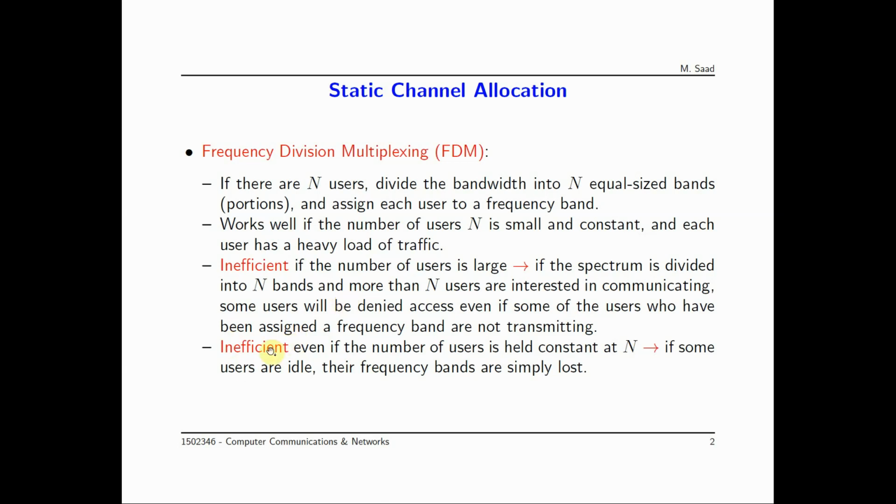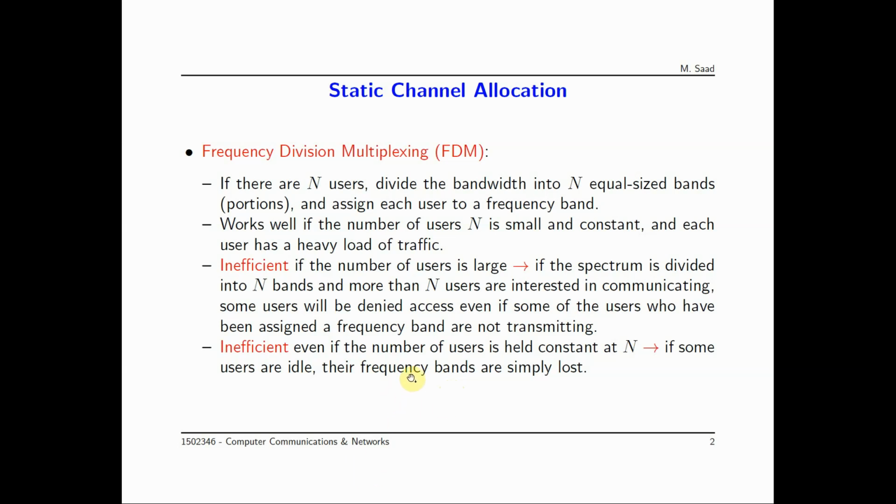It is also not efficient even if you assume that the number of users in the network remains fixed. Using FDM is not efficient in case one of the users doesn't have anything to send. So imagine we have n users and each user has a frequency band. Now I'm one of these users, and during some time I have nothing to send. I don't have any frames to send. I don't need to send any frames. It means that this frequency band that belongs to me will be idle during this time, and the other users are not able to use that frequency band because it belongs to me, right?